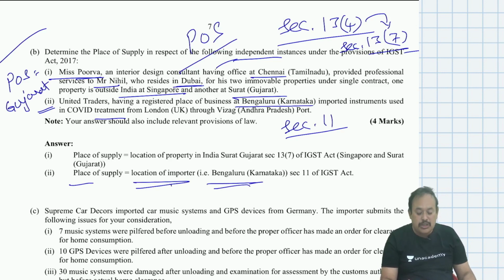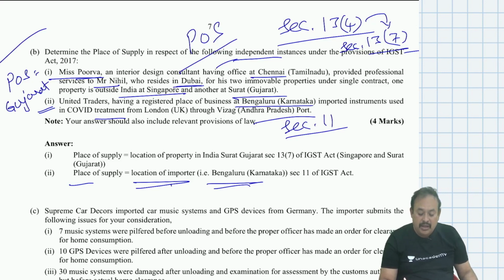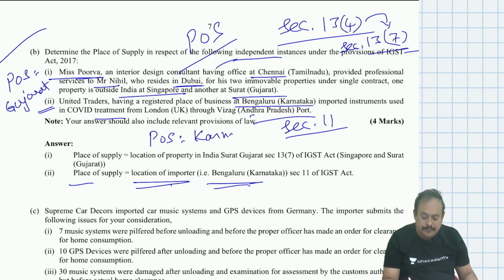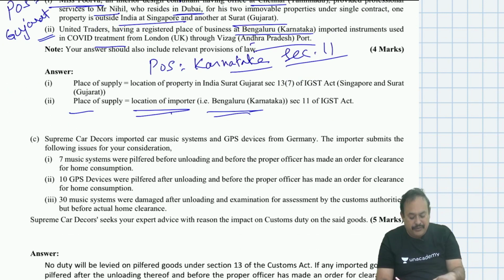Physically the goods may be imported at Andhra Pradesh, Vizag port, and further shifted to the location of the importer. The place of supply is directly Karnataka, where the importer has the place of business. As simple as that. Further, my dear friends, continuation of this.